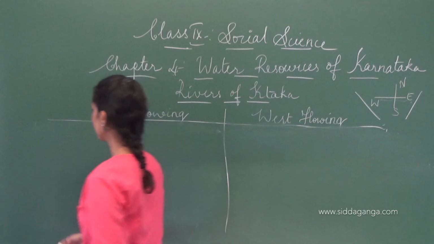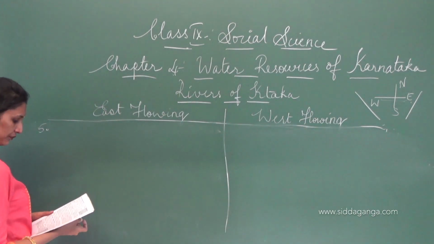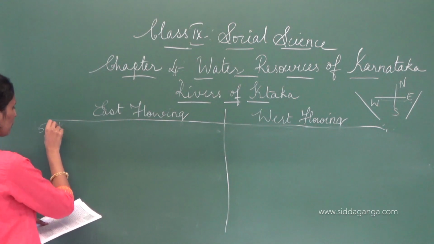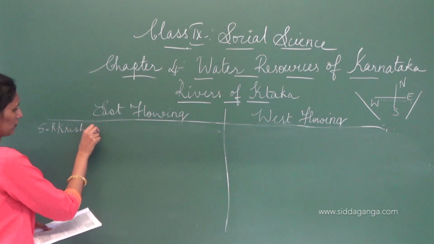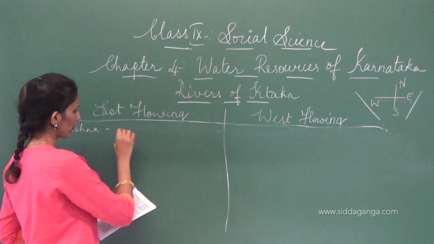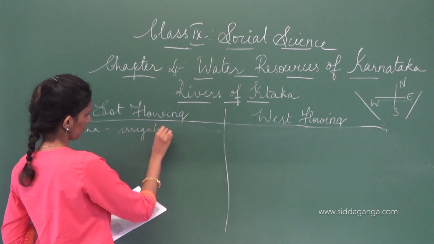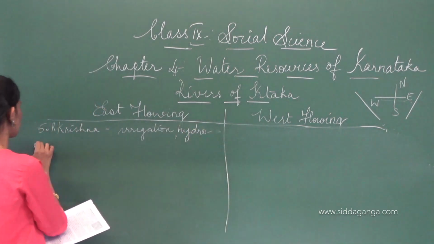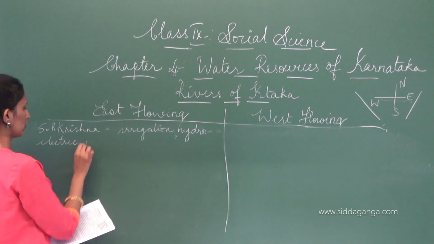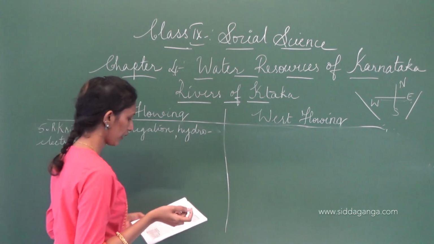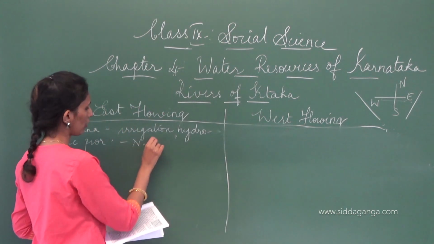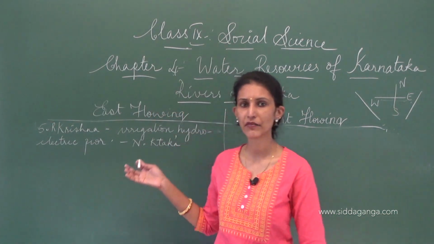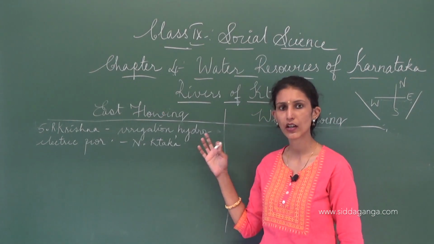Okay, the fifth one. From river Krishna, it is used for irrigation and hydroelectric power. Okay, and that has benefited North Karnataka. So irrigation and hydroelectricity power that is being derived from river Krishna has benefited whom? Has benefited the northern part of Karnataka.